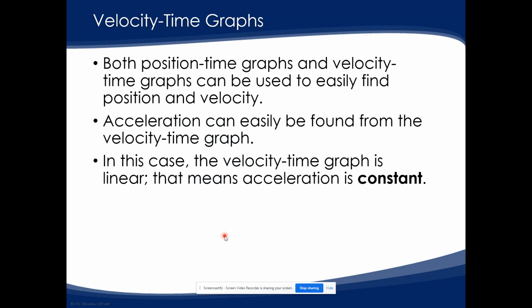So both position time graphs and velocity time graphs can be used to easily find the position and velocity. That's what they're there for. Acceleration is easier to find on the velocity time graph. And in this case, our velocity time graph is linear, so we have a straight line. That means that our acceleration is constant. Our velocity is increasing at a constant rate over time.